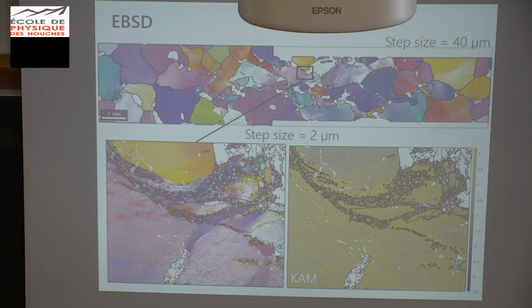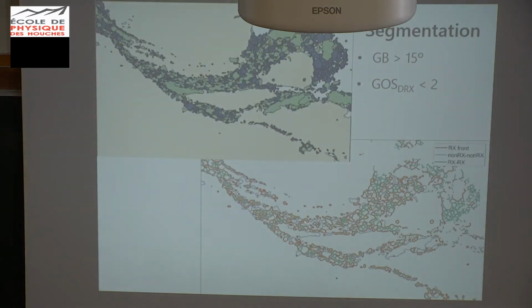Then for every sample, we perform a very large map with a very large step size to see the whole picture, and then we locate some regions of interest to study recrystallization and carry out very different high resolution EBSD maps. For the segmentation, we consider that grain boundaries are those interfaces that have misorientation values above 15 degrees. That is the common threshold for olivine.